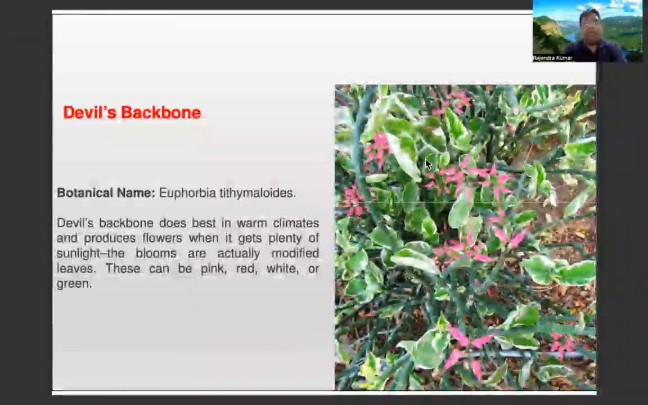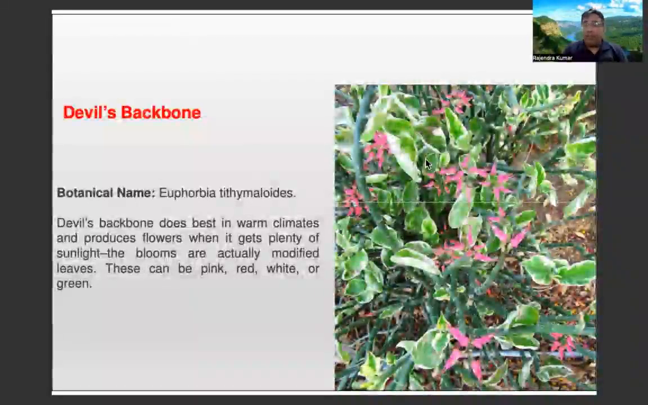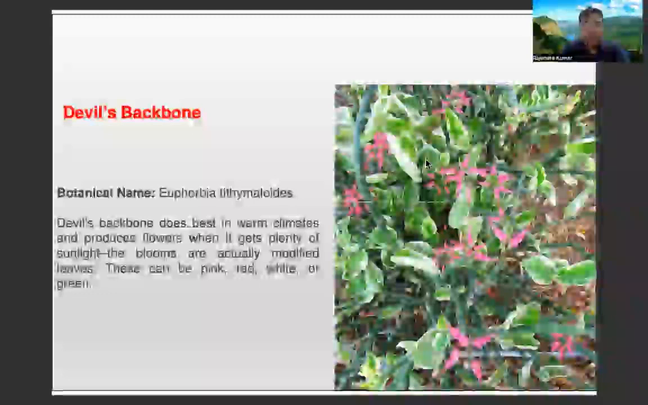So this devil's backbone is generally used as an outside plantation. When planted outside, depending on sunlight, it blooms flowers and leaves also. Sometimes you can see these in the home garden, or in the courtyard, or in farmhouse-type sites. So these are actually used for domestic purposes as an outside landscape design.